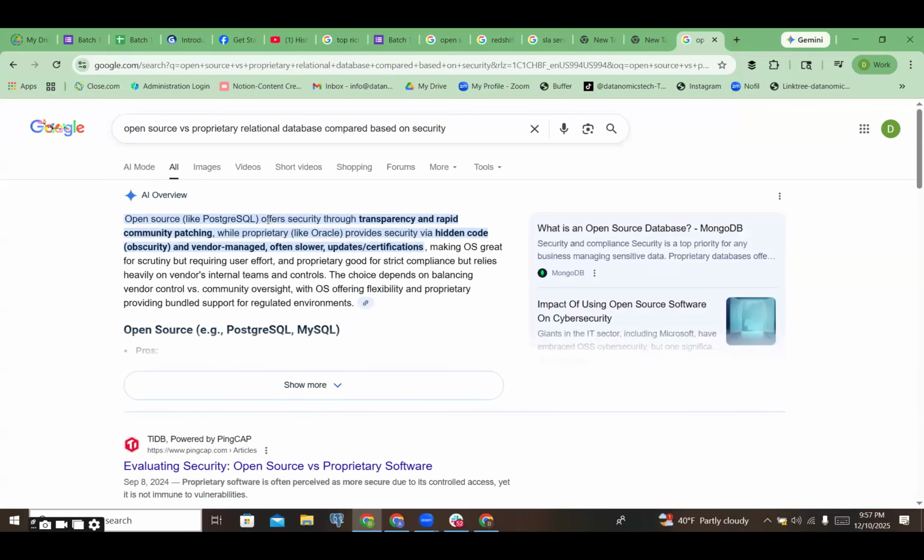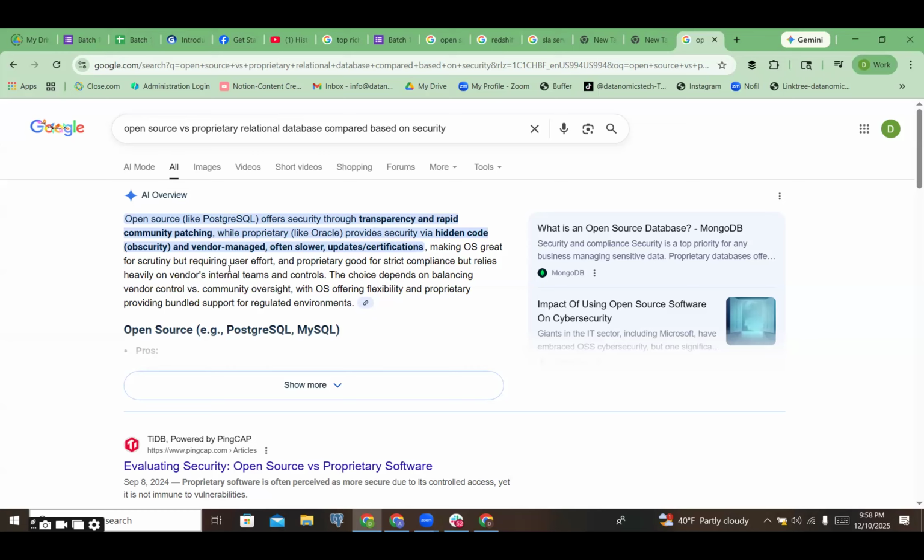Open source like Postgres offers security through transparency and rapid community patching. Community patching means there's a huge community of volunteers that contribute, update, and patch or fix the software. There's no one responsible body. There's no company that's building, maintaining, and updating the software. This community. While proprietary like Oracle or SQL Server provides security via hidden code.